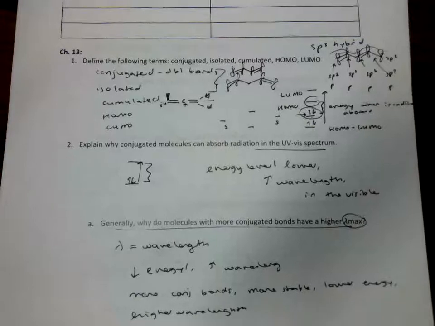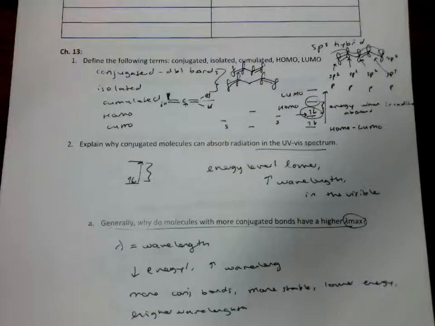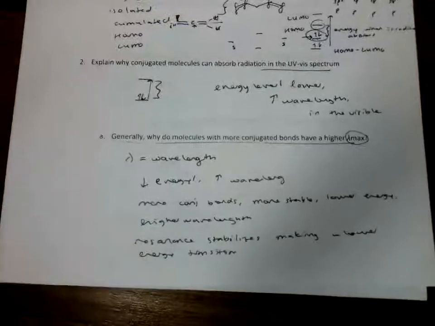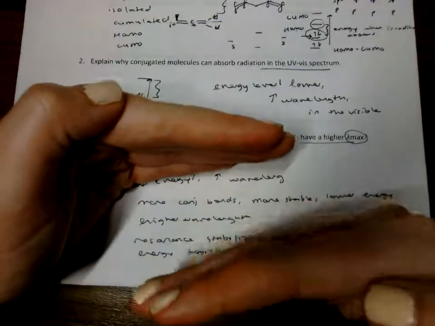So really it's because resonance stabilizes, making a lower energy transition when the light absorbs. So basically energy is put into your molecule, and that energy is absorbed at a specific wavelength. It happens to be a lower energy that's absorbed because of the conjugation and the resonance. And then that lower energy corresponds to a higher wavelength.